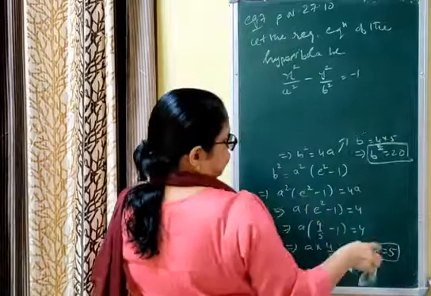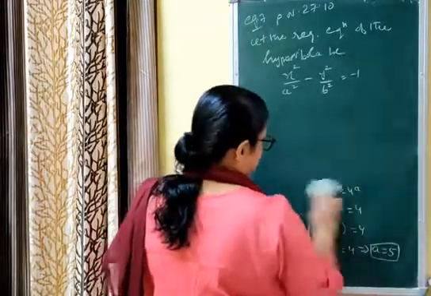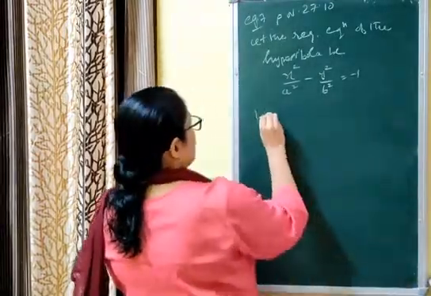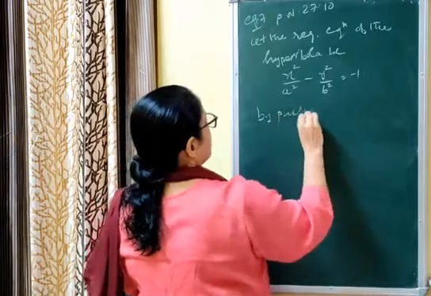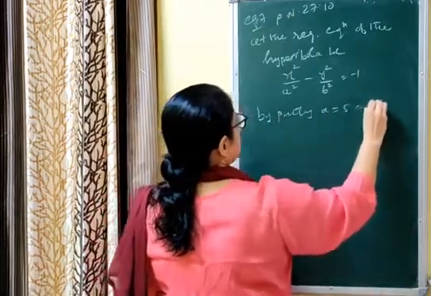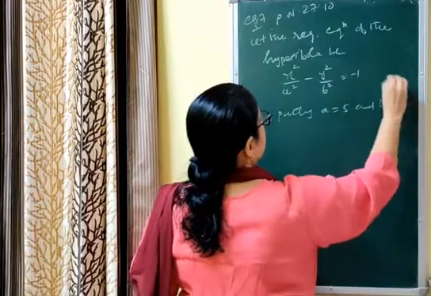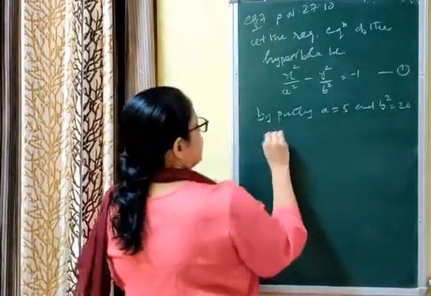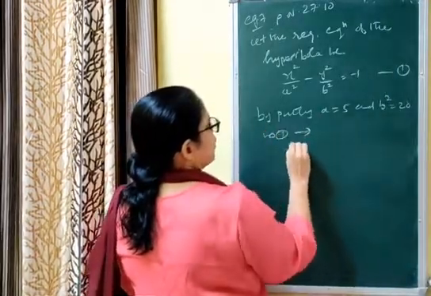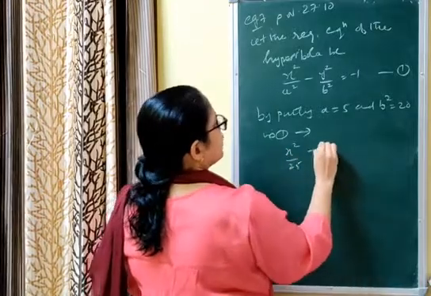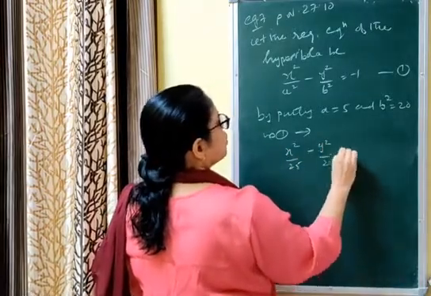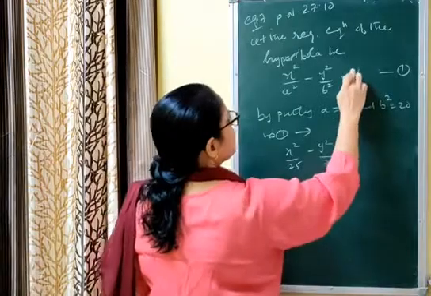Then putting the values of a and b in the standard equation, by putting a equal to 5 and b square equal to 20, that will be equation number 1. In equation 1, we get x square by 25 minus y square by 20 is equal to minus 1. So this is plus 1, sorry.